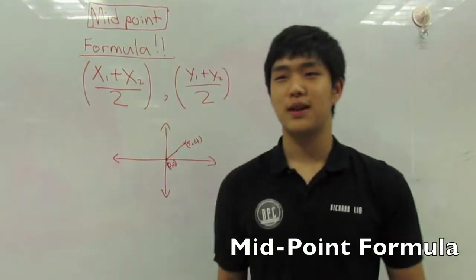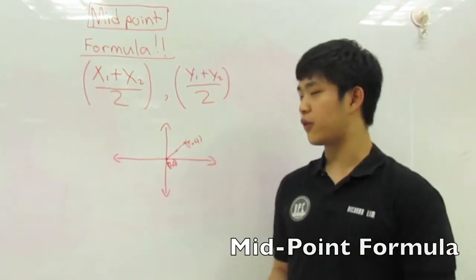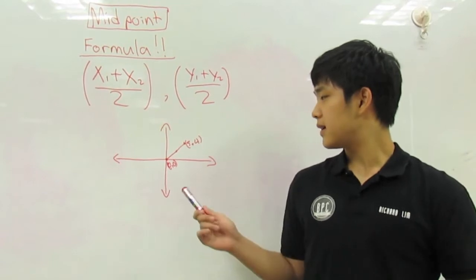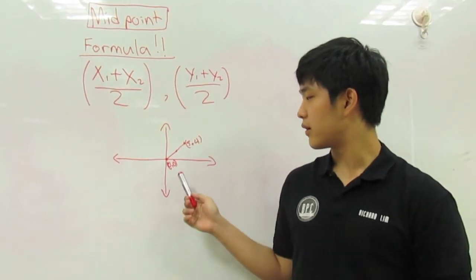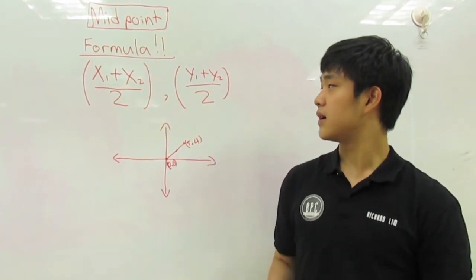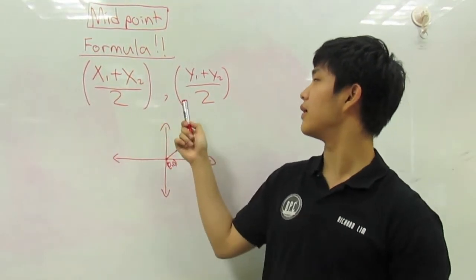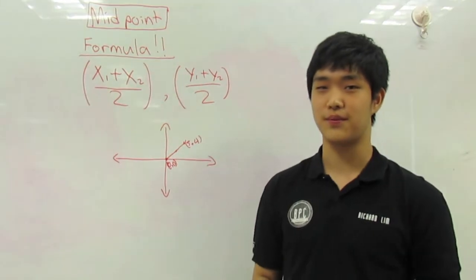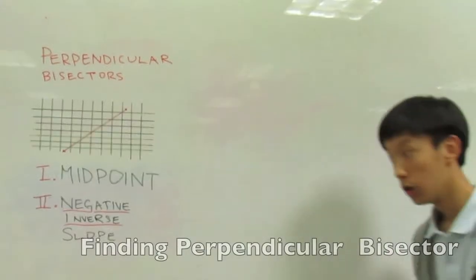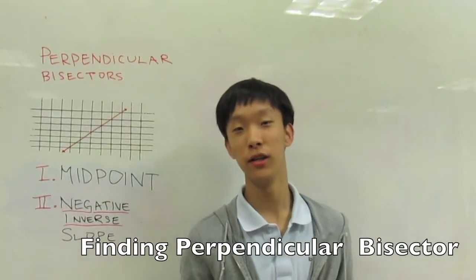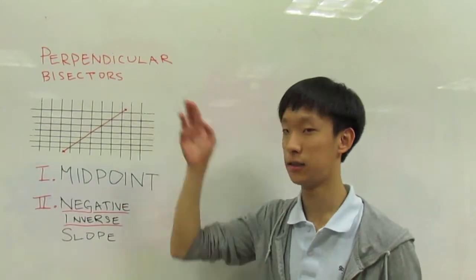Today I'll also explain the key concept of the midpoint formula. The key idea is to find the midpoint from one point to another. The formula is (x1 plus x2) divided by 2, comma, (y1 plus y2) divided by 2. Where do you use the midpoint formula? Well, you use it to find a perpendicular bisector.